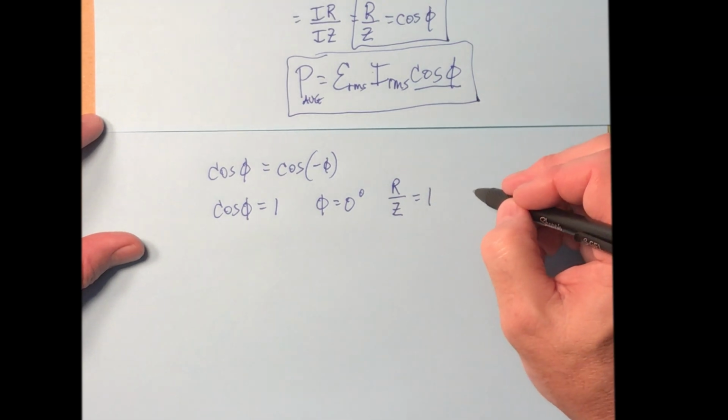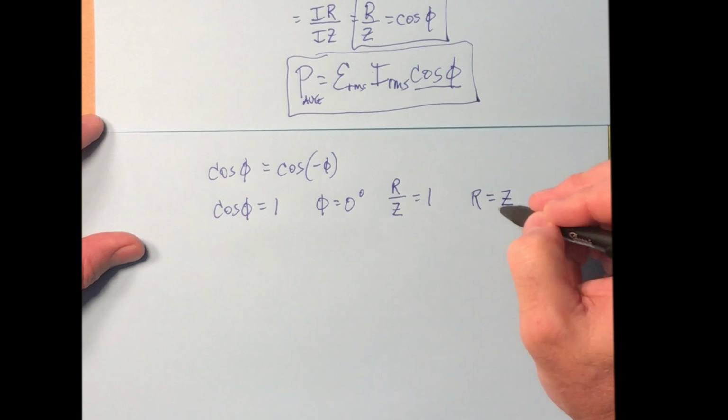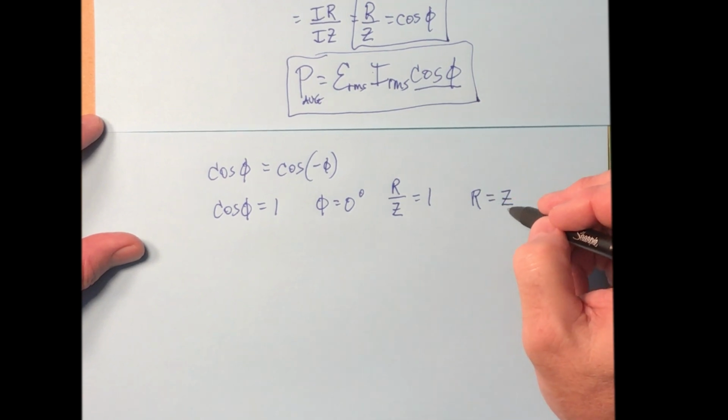Okay, what does that mean? That means that you're going to have maximum power when R equals Z. So when the resistance is equal to the impedance, this is called impedance matching. So you want to match impedances here.